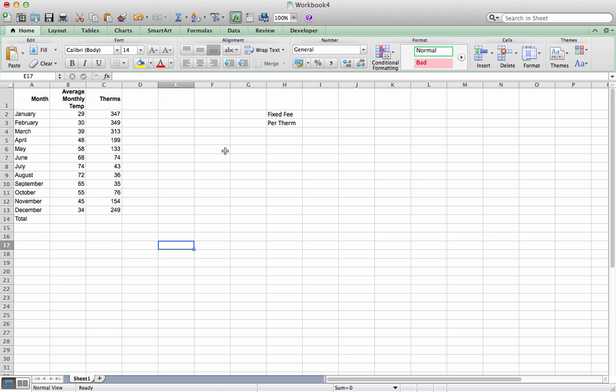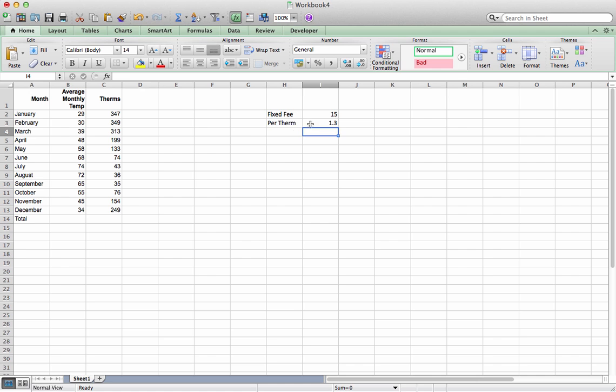So I want to do some other calculations here. My company charges me a fixed fee of $15 every month. So I'm going to enter that $15 here. And then they charge me a quantity per therm. And that year it was $1.30. What I want to figure out is how much I paid each of these months here.